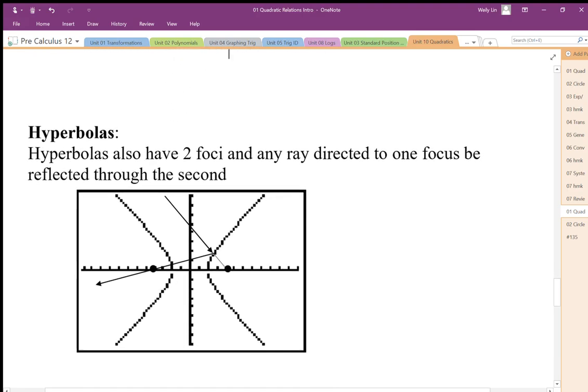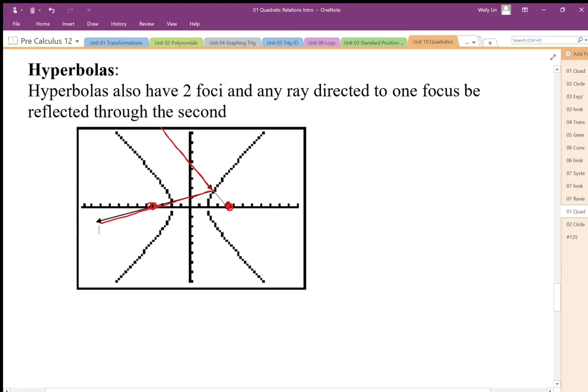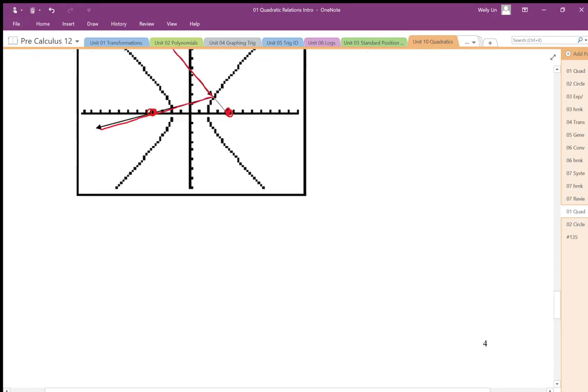There's another one here. It's a hyperbola. One of the properties of a hyperbola is that it has two focuses, here and here. If we aim a ray at one focus, the reflection off that curve will always point towards the other focus. So we have this property of hyperbolas, and we can use this property as well as properties of ellipses and parabolas to help us focus things like light in telescopes.